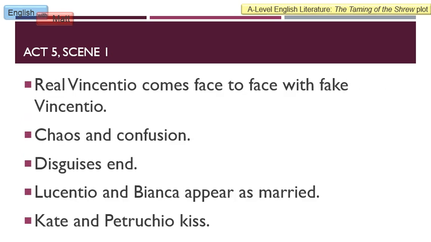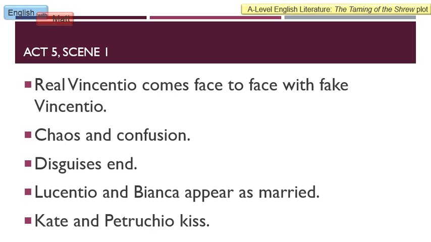Final act, Act 5, Scene 1, again about the subplot mainly. Kate and Petruchio are there, but they are stood at the side of the stage watching all of this chaos and confusion unfold as all of the disguises that we've seen in the subplot come to an end.